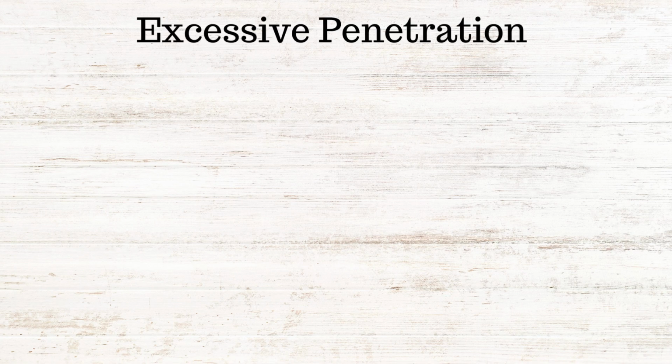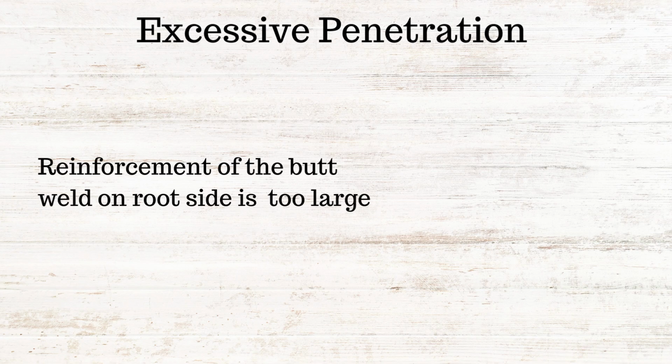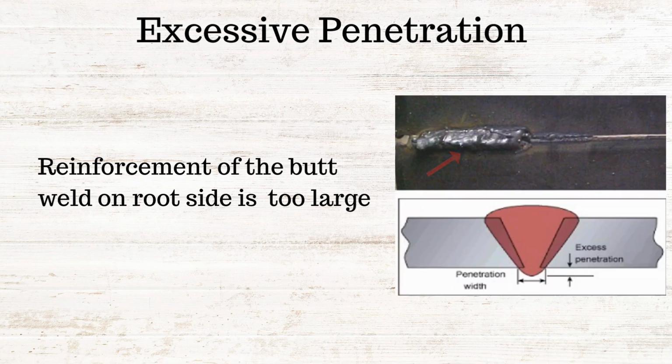Next one is excessive penetration, and if the reinforcement of the butt weld on the root side is too large, then it results in excessive penetration. So this can be local excessive penetration or continuous excessive penetration or excessive melt through penetration. So you can see in the photograph for excessive penetration. Right?